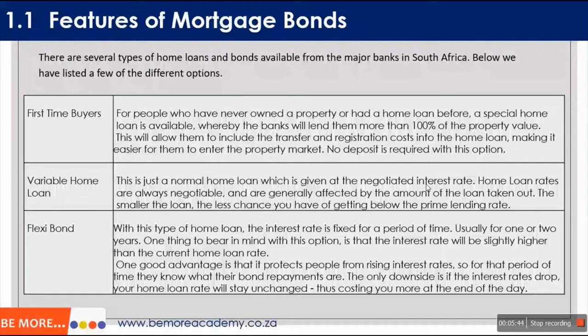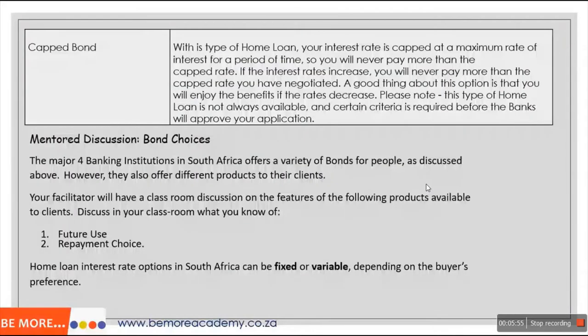Capped bond. With this type of home loan, your interest rate is capped at a maximum rate of interest for a period of time, so you will never pay more than the capped rate. If the interest rate increases, you will never pay more than the capped rate you have negotiated. A good thing about this option is that you will enjoy the benefits if the rates decrease. Please note, this type of home loan is not always available, and certain criteria are required before the banks will approve your application.